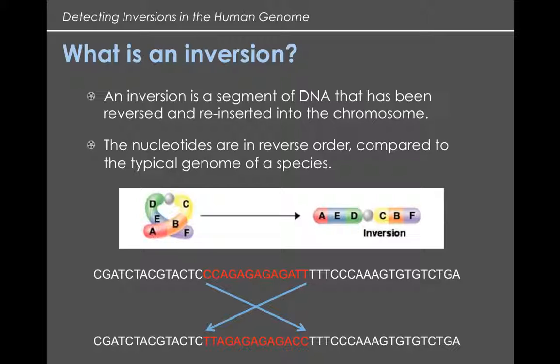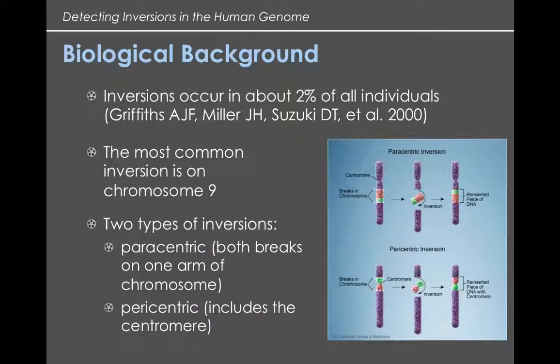So an inversion is a segment of DNA that has been broken off in two places and reinserted into the chromosome in the opposite direction. These nucleotides are in reverse order when compared to the genome typically representing that species. In humans, we find inversions in about 2% of individuals, and it's most common in chromosome number 9.